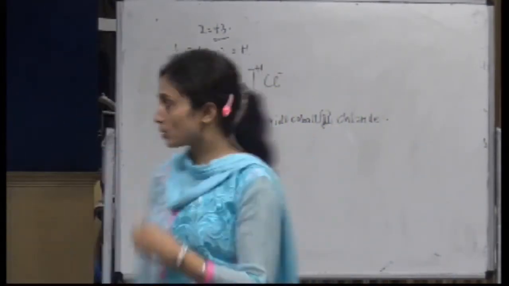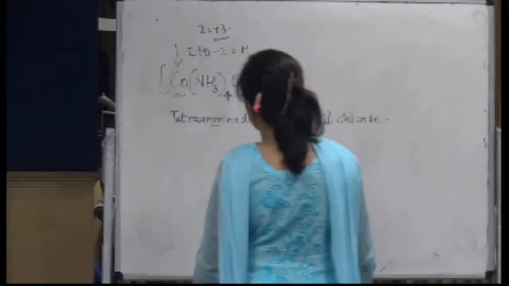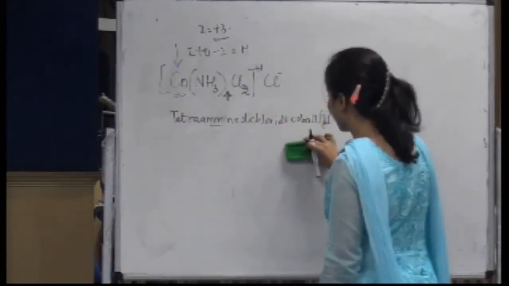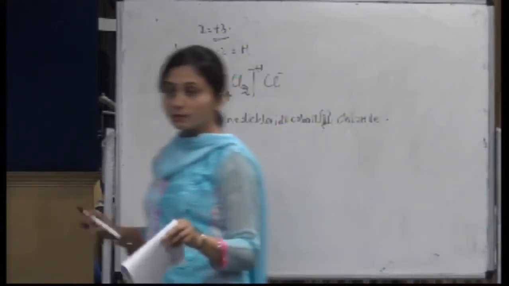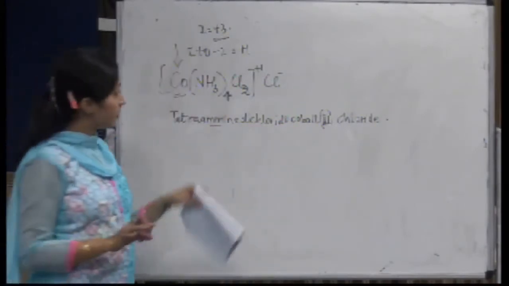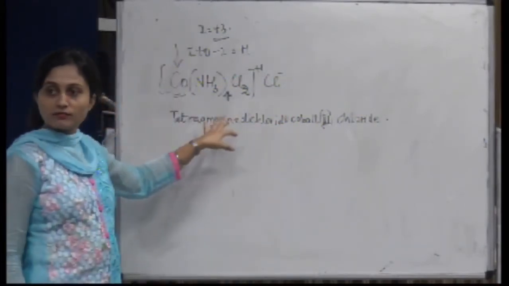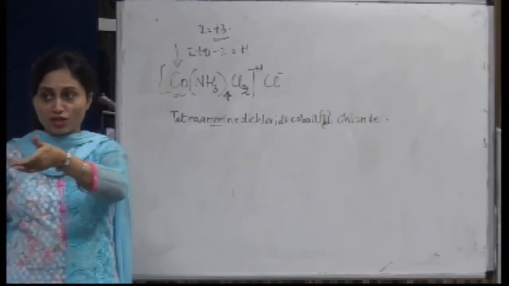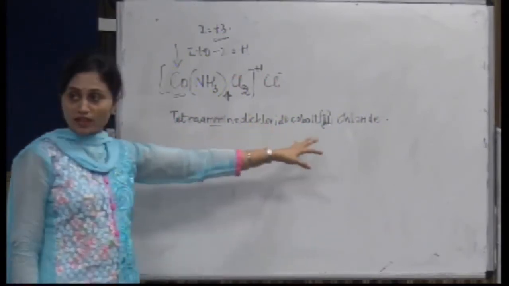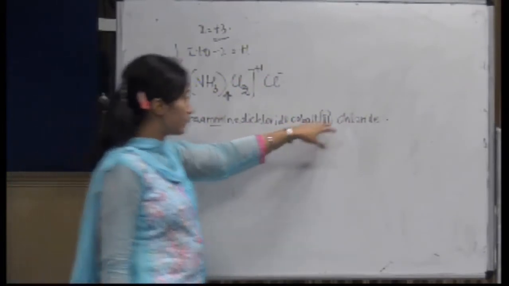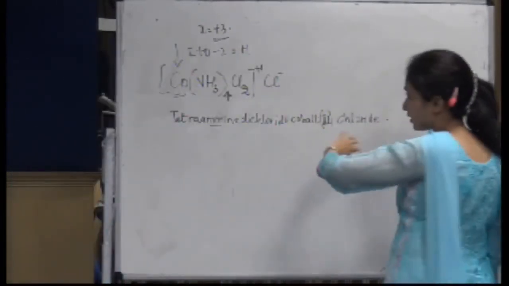Okay? So let's move on to some more examples. Tetraamine, dichlorido, cobalt 3 chloride. One more. We can also talk about, say, the names of bridged compounds. There are simple ones, you will be able to do them. I'll give you some questions to try it out. Tetraamine, dichlorido, cobalt, this is the name for this, and then you have chloride here.